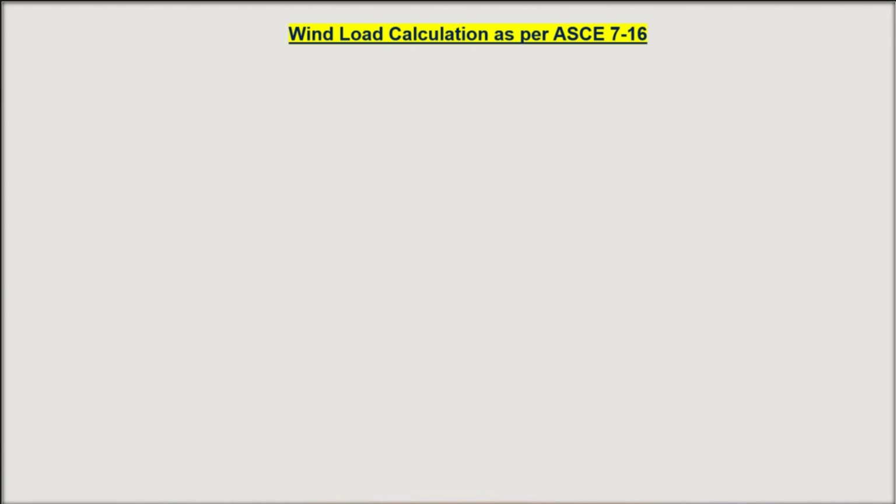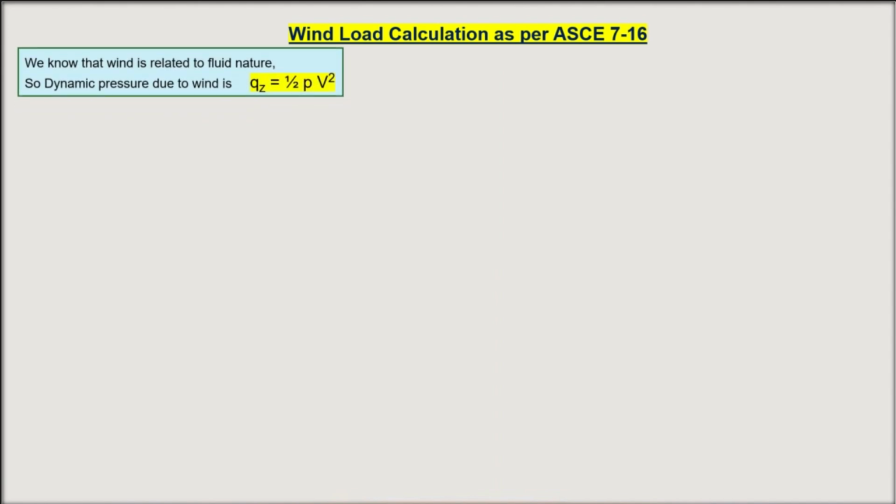Let's move on to another point. Due to wind velocity, the surface feels some pressure, right? That we need to find out. We know that wind is fluid in nature. Dynamic pressure due to wind is q = 1/2 ρ V².